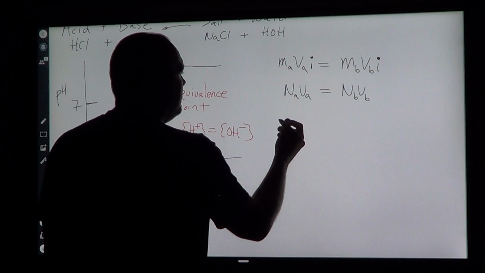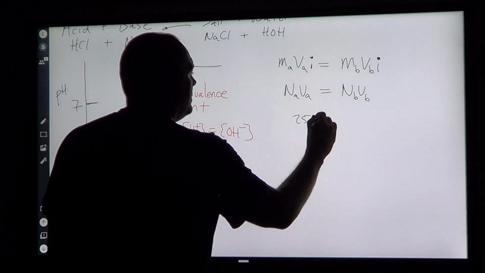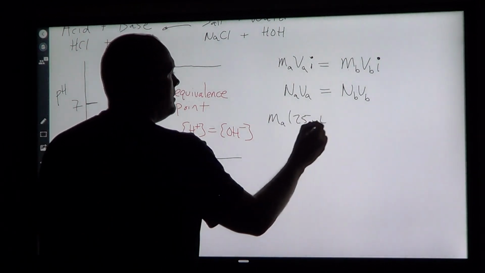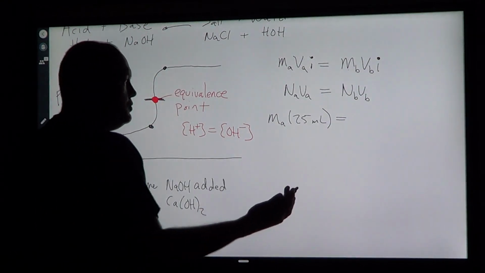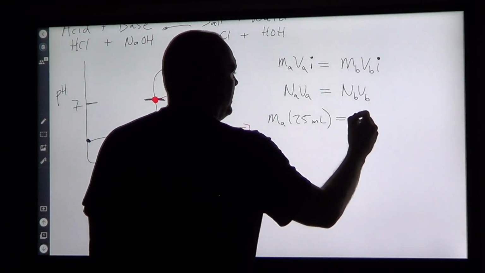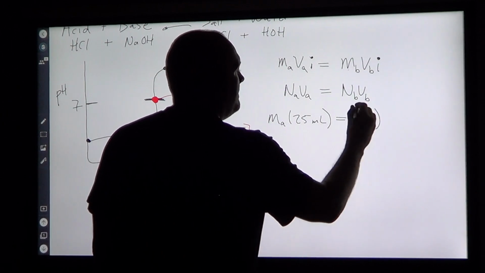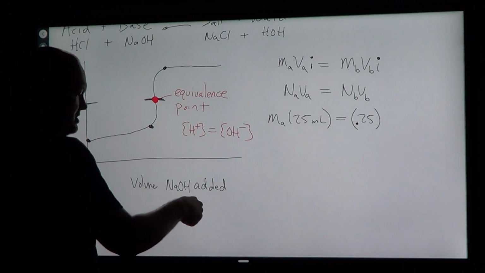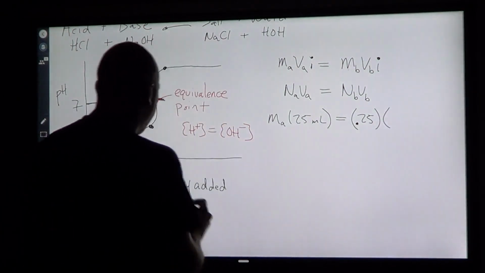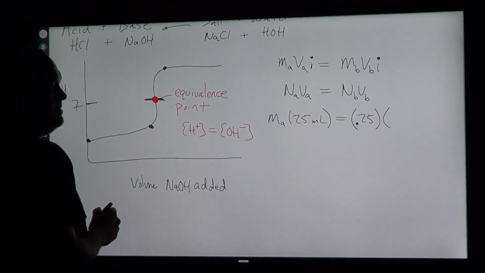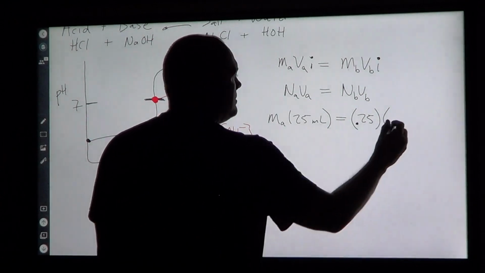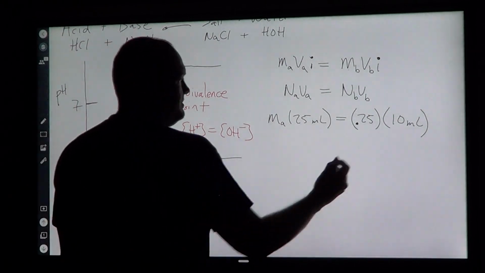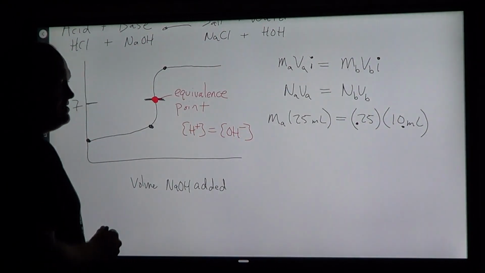So let's say we had 25 milliliters of an unknown acid, and we used a 0.25 molarity sodium hydroxide, like we originally had said. And let's say that by the time we got to the equivalence point, we had added exactly 10 milliliters of base. We'll go 2 sig figs on all these numbers.